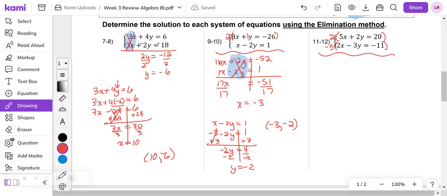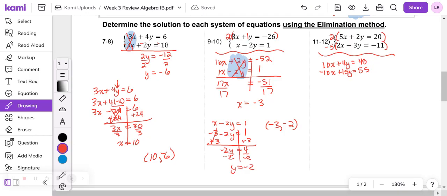So let's write our new equations. The top, everything multiplied by positive 2. 10x plus 4y equals 40. The bottom one, everything multiplied by negative 5. So it'd be negative 10x. Now here's where you gotta be careful. Negative times negative, this is positive 15y. And negative 5 times negative 11 is positive 55.